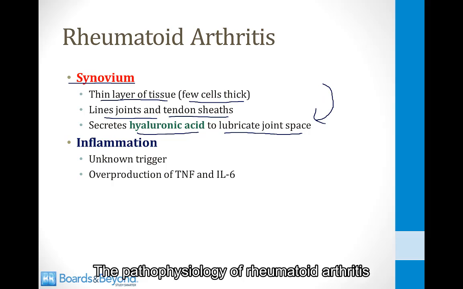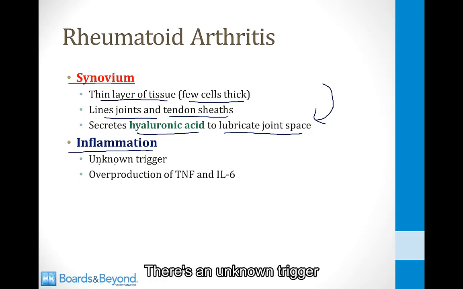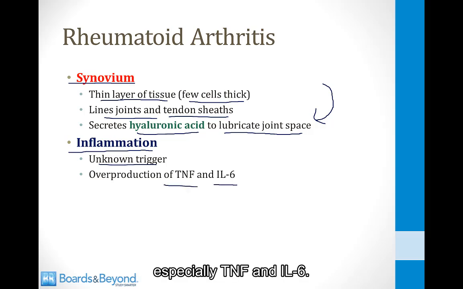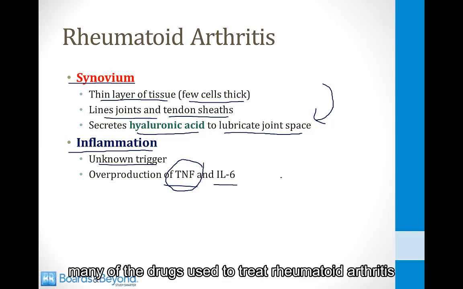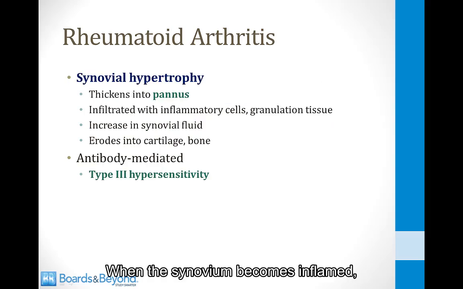The pathophysiology of rheumatoid arthritis involves inflammation of the synovium. There's an unknown trigger, and there's overproduction of cytokines, especially TNF and IL-6. And you should remember TNF because, as we'll talk about later, many of the drugs used to treat rheumatoid arthritis are TNF blockers.